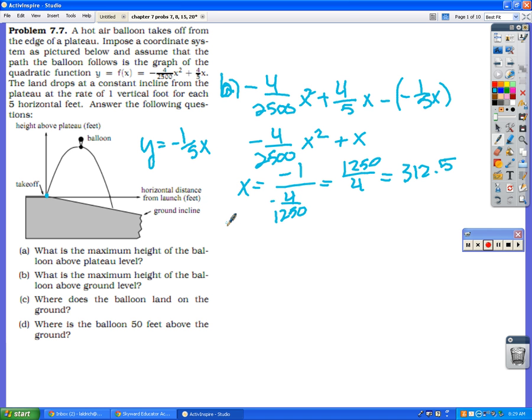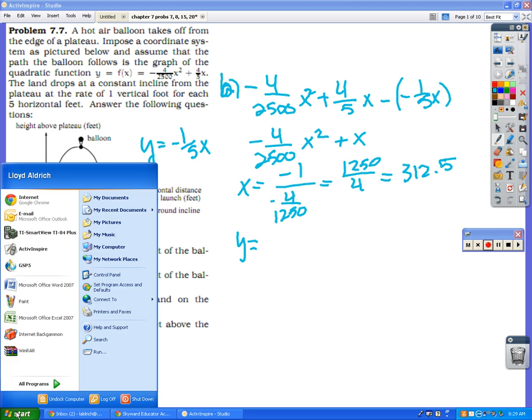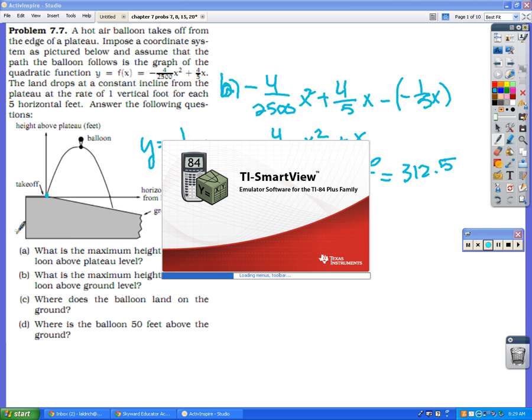Okay, but we didn't actually find the maximum height. We just found where that maximum height occurs. What do I have to do with that to find what the maximum height is? Plug it into the original equation. So I need to say y equals, and take and plug that in to the original equation, which I'm going to do on a calculator.